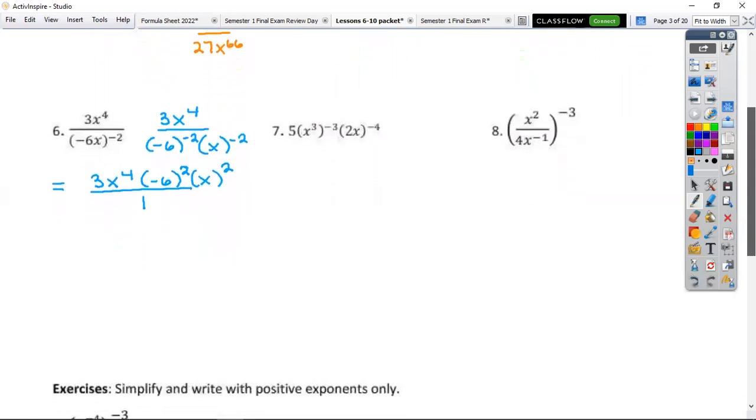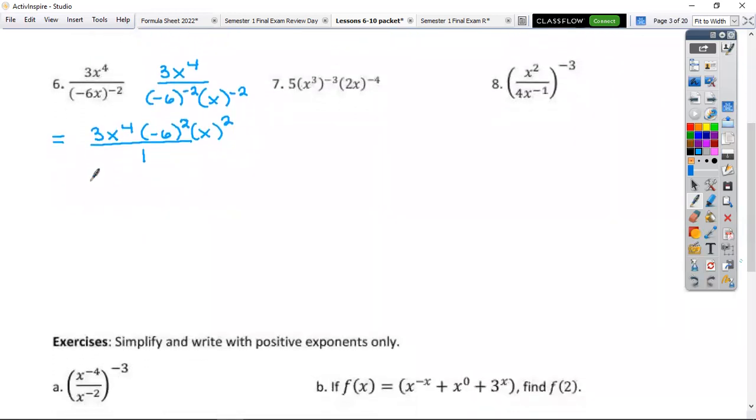Now you keep going. So I have here a 3x to the 4th, and then -6 times -6 would be 36, and x squared as well at the back. And then you're just going to multiply these together. So 3 times 36 is 108. And I'm left with x to the 6. So everything cleared from the bottom, and you have no negative exponents that have to be flipped.